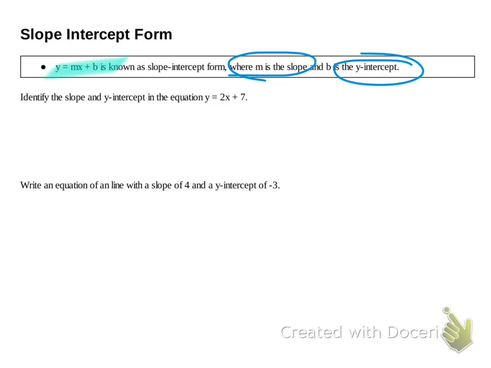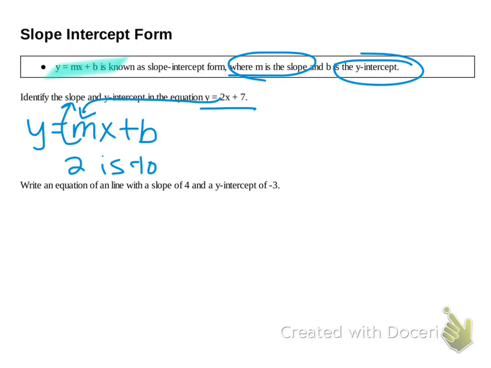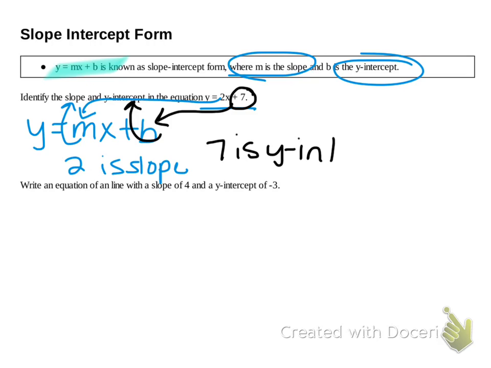So if I were to have this equation to identify the slope and y-intercept of this equation here, my slope-intercept form says y equals mx plus b. So 2 is in the place of m, which is the slope. So 2 is the slope. All right, and then the y-intercept, which is where the line crosses the y-axis. That's what that means. And the y-intercept here is 7. So that's in the place of b, which is my y-intercept. So 7 is the y-intercept. It's just that easy. Identifying slope and y-intercept.